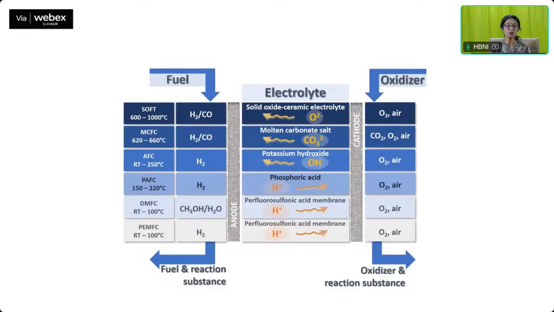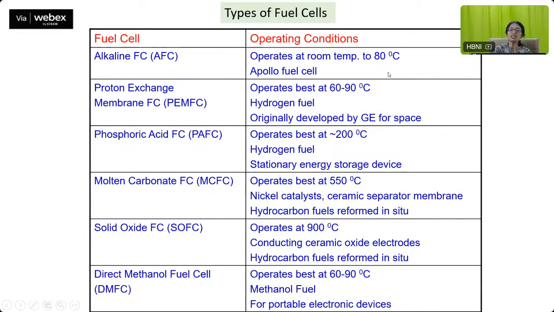Perfluorosulfonic acid membrane is used in case of DMFC, and perfluorosulfonic acid membrane is also used in case of PEMFC, which is the proton exchange membrane fuel cell. So now let's look into the operating conditions. Please remember, all these cells don't function at the same temperatures.